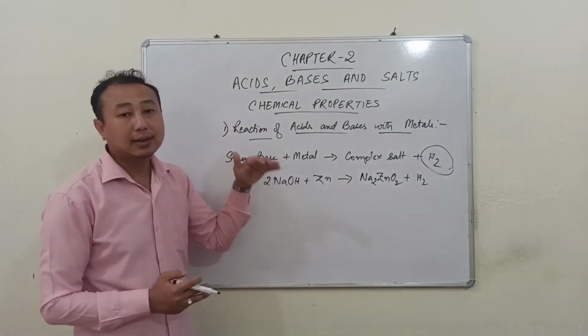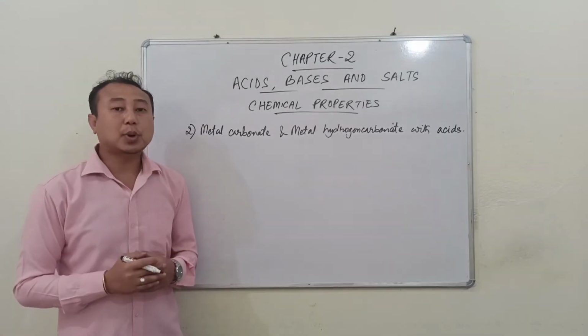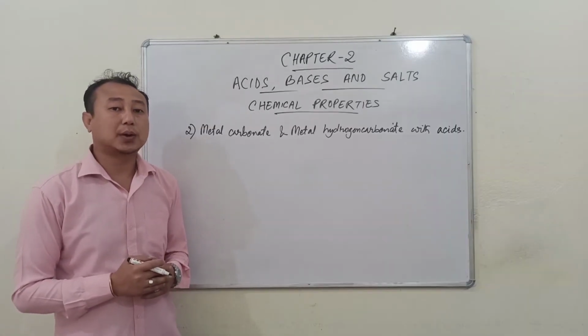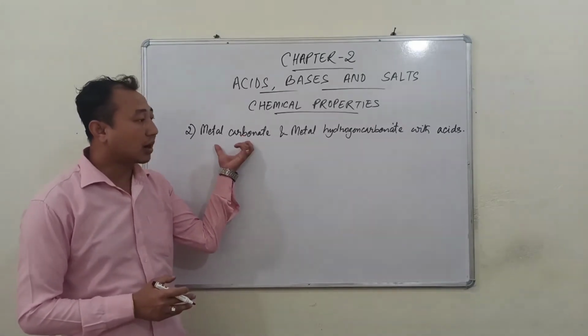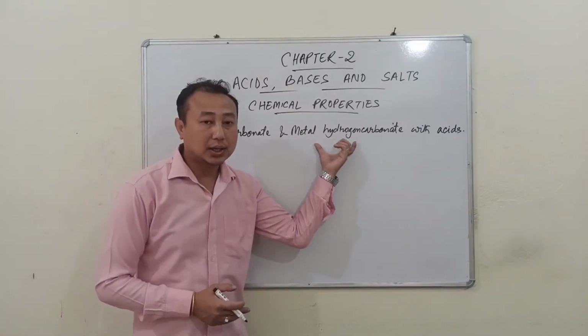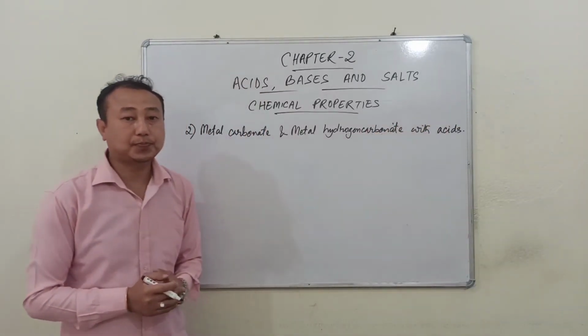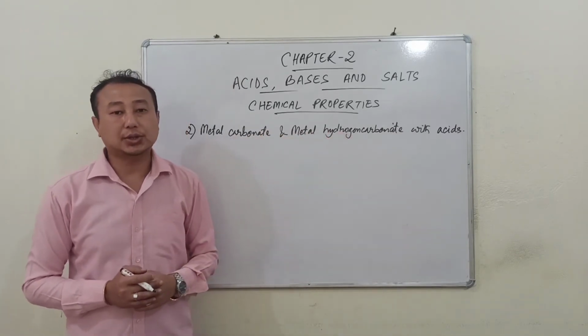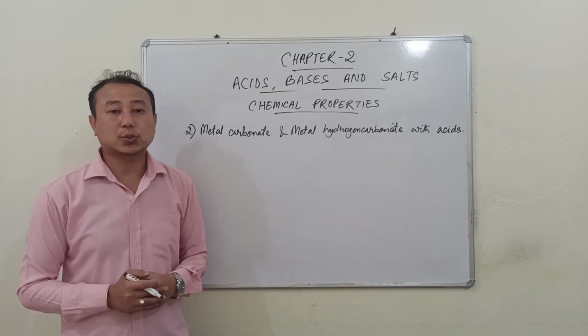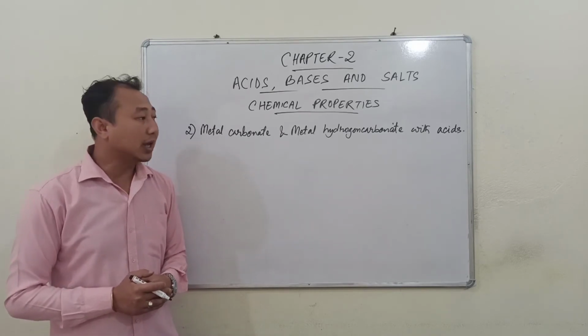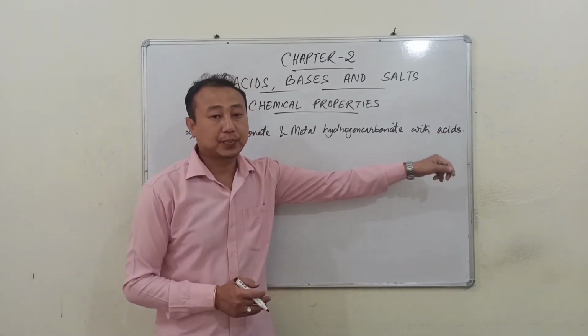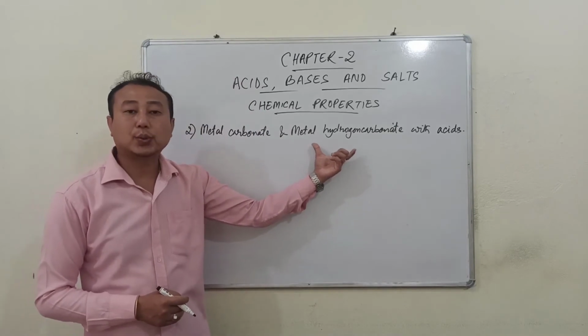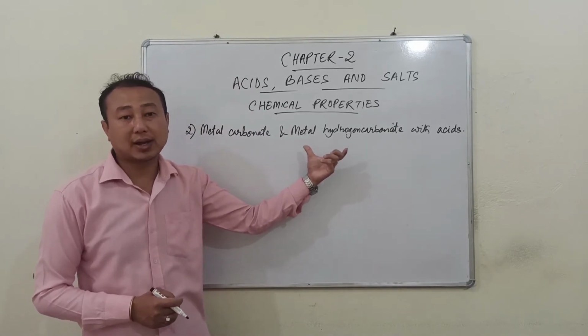Now let's come to the next one. The next property that we are going to discuss is the reaction of metal carbonates or metal hydrogen carbonates with acids. These metal carbonates and metal hydrogen carbonates are basic in nature. Because of that, they don't react with a base. They can react with only an acid. Metal hydrogen carbonates we also call metal bicarbonates.